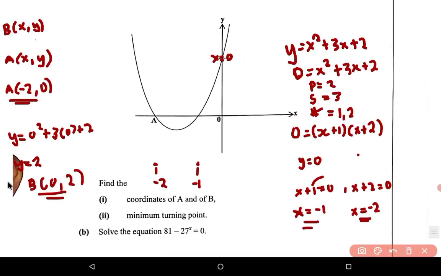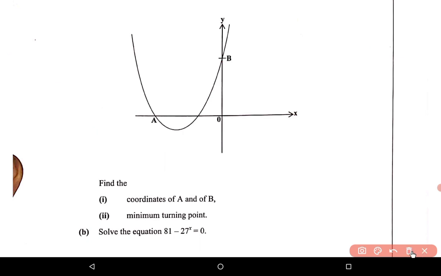You can rewind, pause the video and try to solve the question on your own, but this is what we were supposed to find. These are the two coordinates. Let's go to finding the minimum turning point, which is very, very important as well.